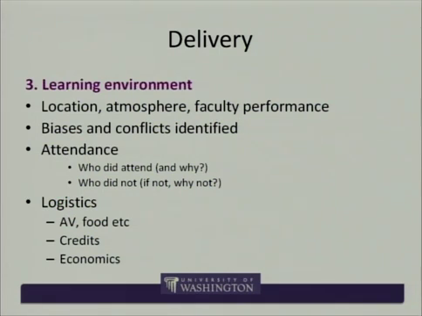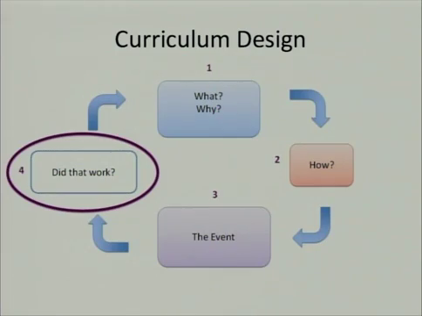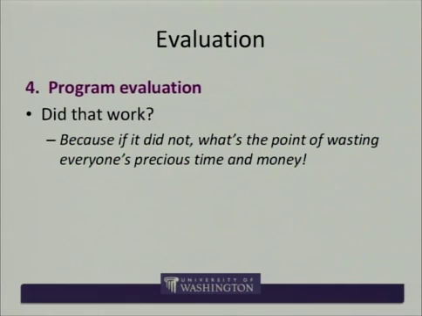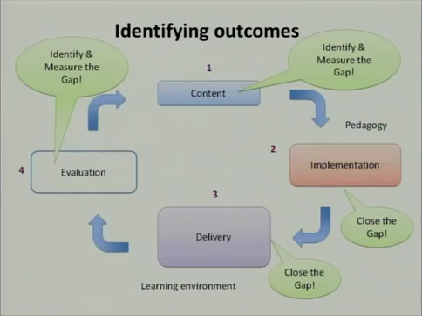But you still also need to know things like who came, but particularly who didn't come, because these are the people that you're trying to reach. And if you can't reach them and you can't bring them in, what are you doing wrong? Again, there's the logistics that tend to contribute mostly towards that satisfaction thing. But unless people are satisfied, they're not going to come back. Did that work? Because obviously, if it didn't work, we're wasting everybody's time and money.